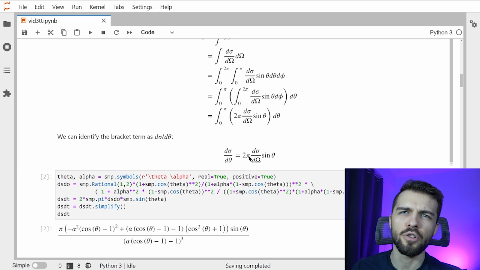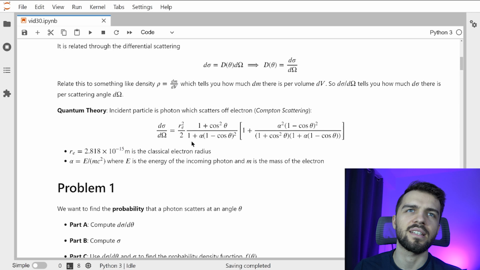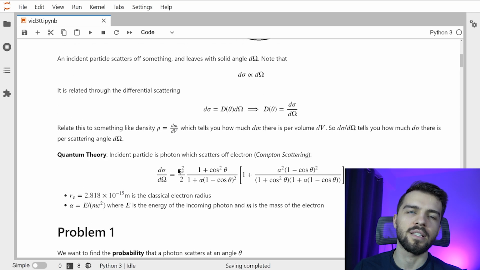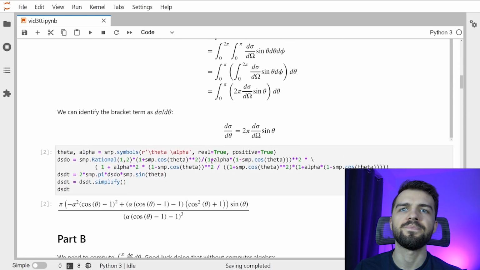So d sigma d theta is 2 pi d sigma d omega sine theta. And I know what d sigma d omega is. It's given up here. So I just multiply this by 2 pi sine theta, essentially.